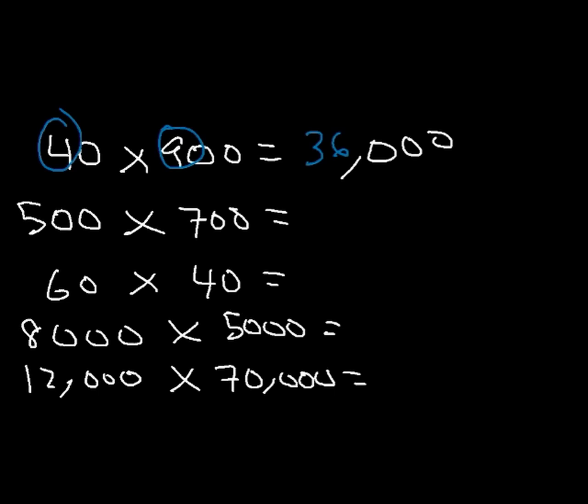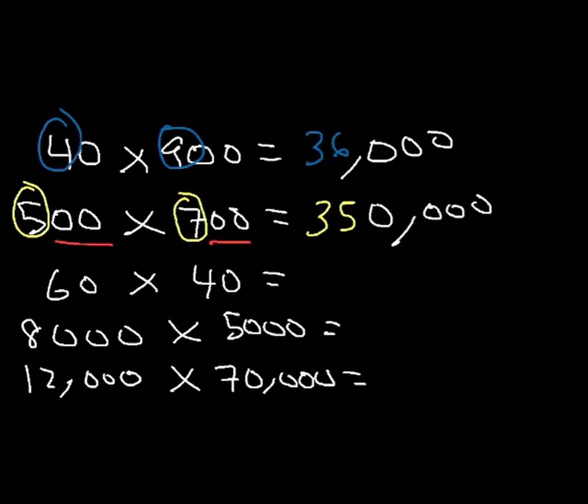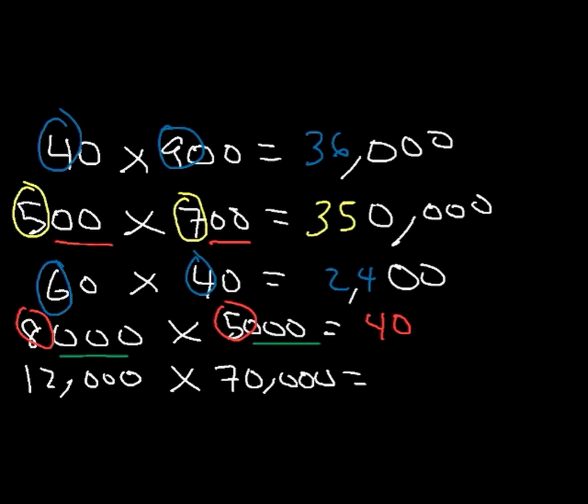So what's 500 times 700? So 5 times 7 is 35, and then we have 4 zeros to add. So this is going to be 350,000. 60 times 40. So 6 times 4 is 24. Add the zeros. This is 2,400. What's 8 times 5? 8 times 5 is 40. Then add the 6 remaining zeros. So this is equal to 40 million.